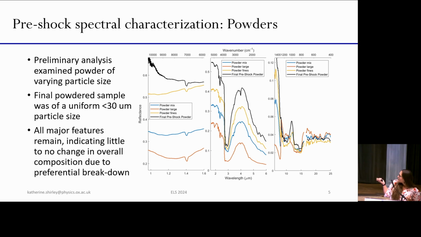And then the final powder is less than 30 micron grain size, or particle size, and that's in black on these plots. The features don't really change, which is good. We don't really see any preferential mineralogy with particle size, so it's a good heterogeneous sample. Most of the differences you can see in these plots are due to the particle size of the material. There is a bit of difference in the mid-infrared, and that's also mostly due to particle size, where some of the features are washed out because it's getting so small.